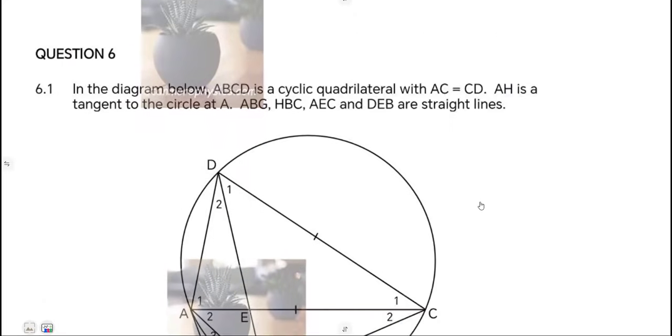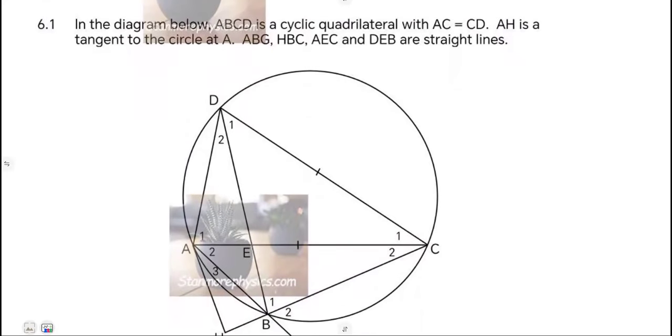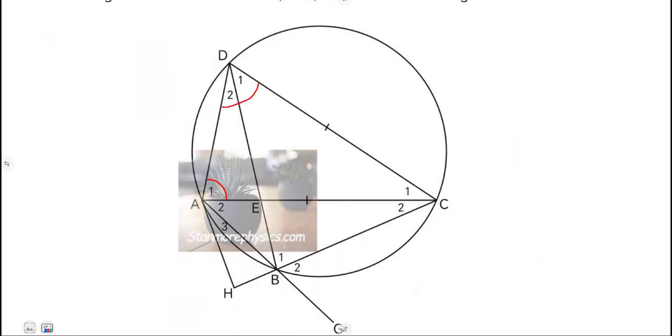Then that was it. Question number 6, given this diagram, 6.1, we've got a cyclic quadrilateral, which is ABCD, and their chords which are equal, from A to C, from D to E. Remember, from these equal chords, angles opposite will be equal. So angle A1 is going to be equal to angle D. All right, then we have got a tangent. AH is a tangent from A to H. Remember, the angle between a tangent and a chord is equal to the angle that chord forms in the other segment.